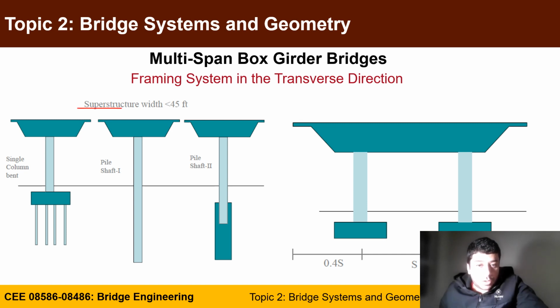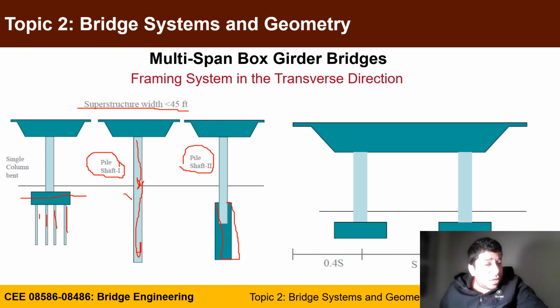For a superstructure width of less than 45 feet, you can use just one single column. This column can be supported over a bent cap, pile cap, and group of piles. Or your second option will be a pile shaft, where the column continues into the soil to act as a pile. There is also a type 2 pile shaft, where you enlarge the pile diameter to be bigger than the column diameter.